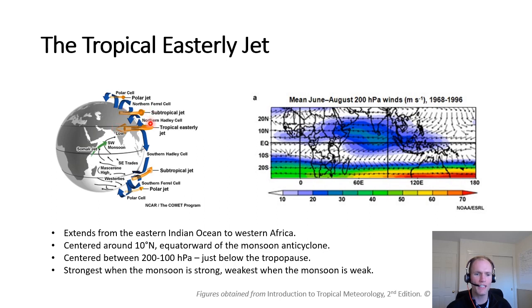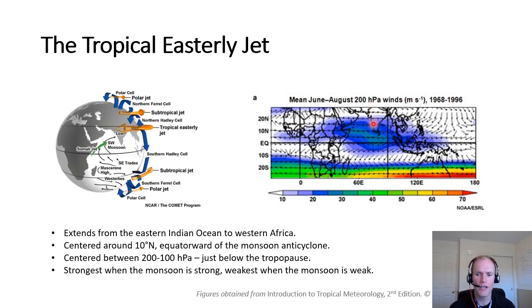So we have anticyclonically, or clockwise, turning flow in the upper troposphere here in this case. Our tropical easterly jet extends from the eastern Indian Ocean, where we see this orange arrow originating, over toward Western Africa. And we can see that a little bit better here in the color shading with the image at right, where anything in the dark blue and above is 20 meters per second and higher, averaged over the summer at 200 hectopascals, so in the upper troposphere.